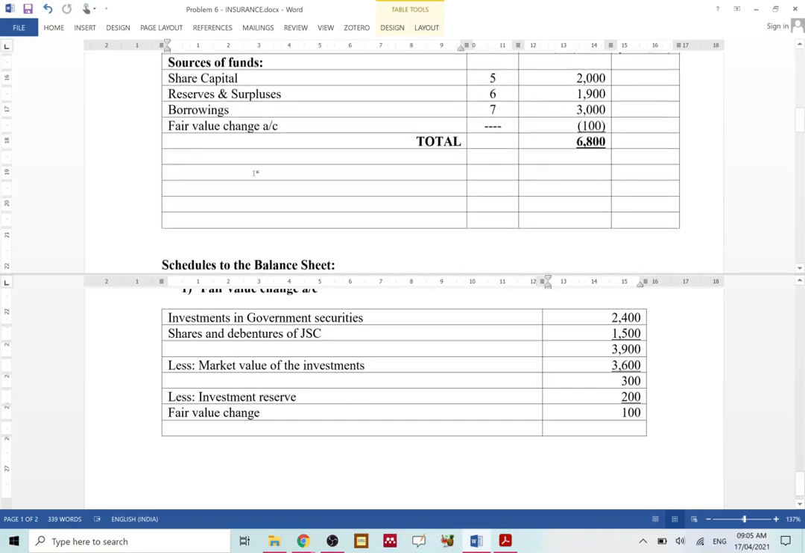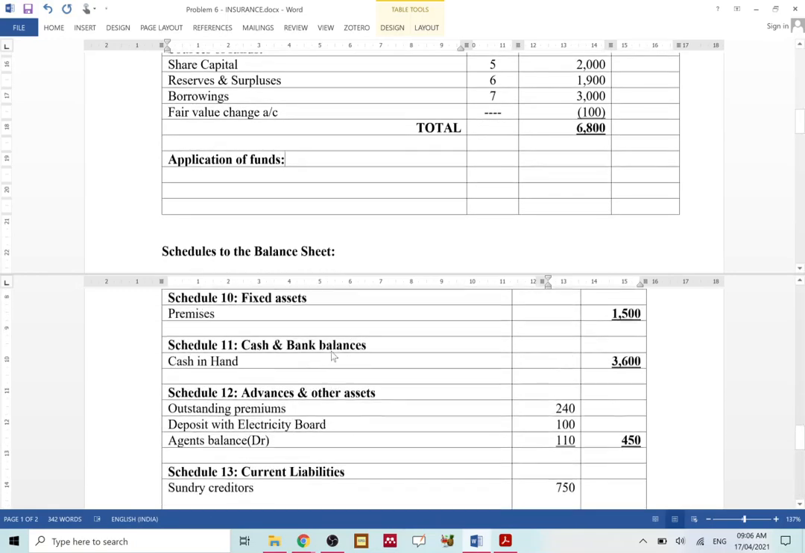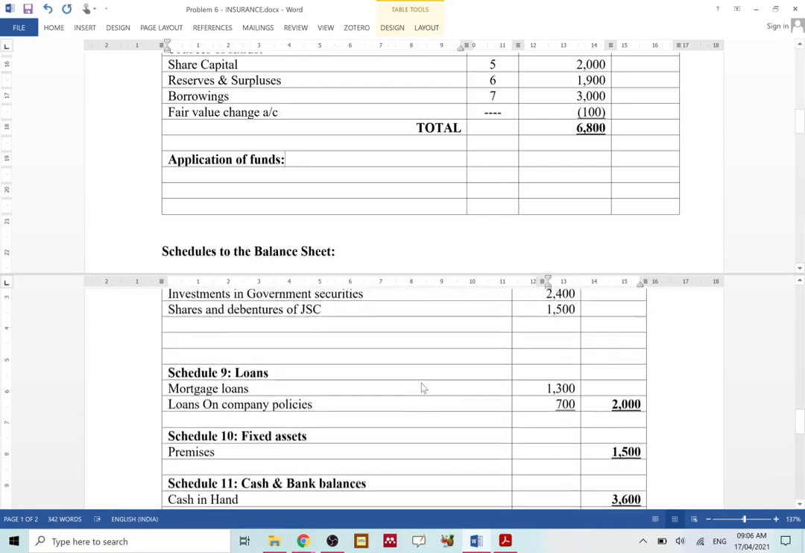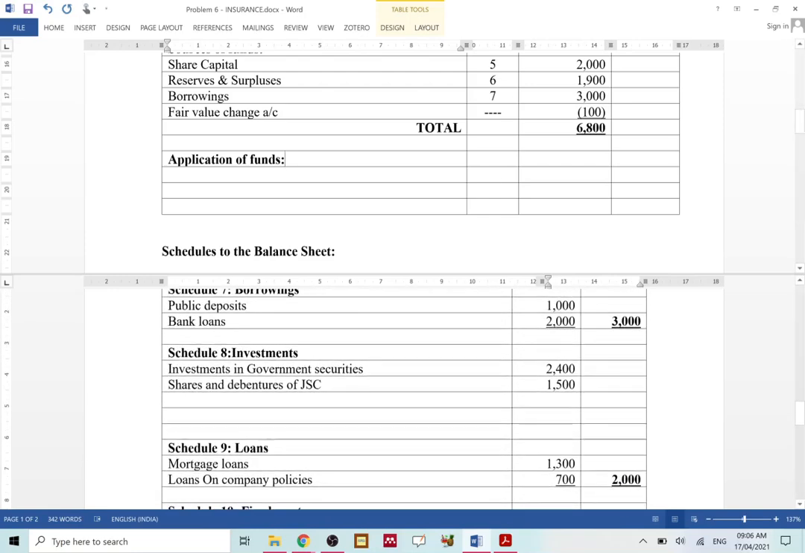Next we have application of funds. Sources is done. We are going to record the application of funds now. So going back to all your schedules, up to schedule 7 is recorded. Now start with schedule 8 and you have investments. You first record all your fixed assets or investments type of assets. Application of funds: investments, schedule 8. We have not recorded the fair value change over here yet, so just write it here first.